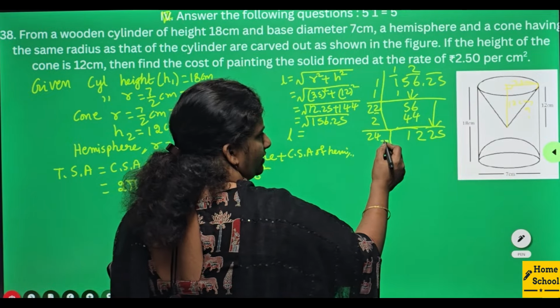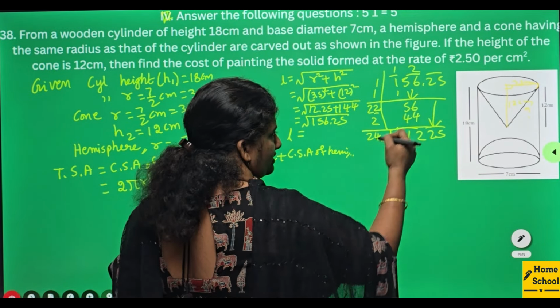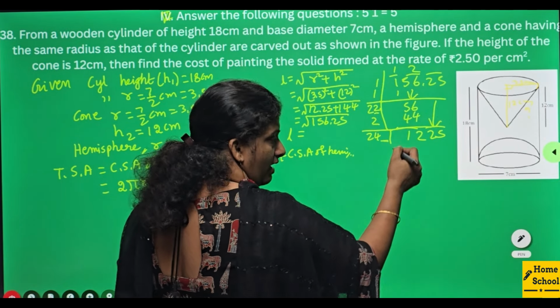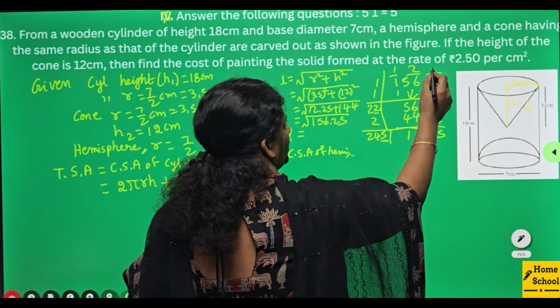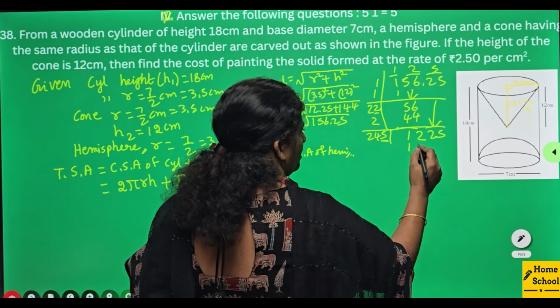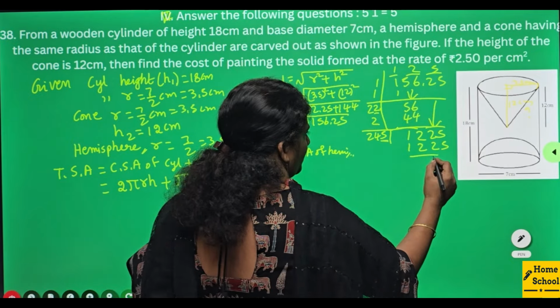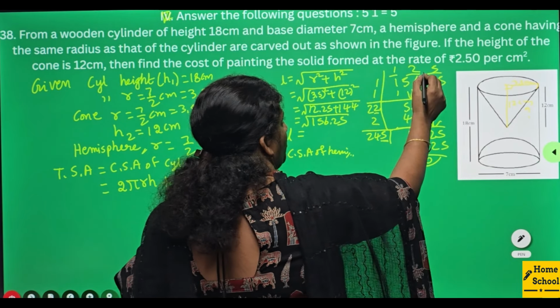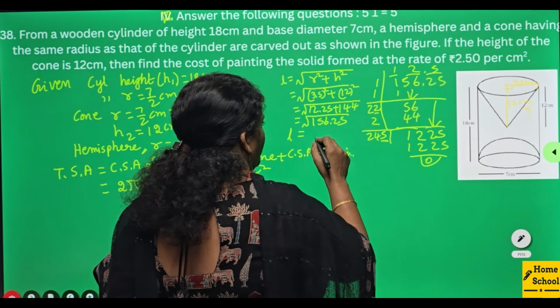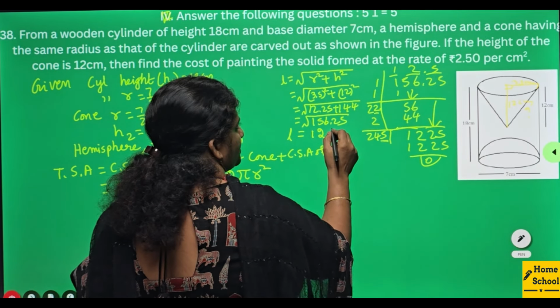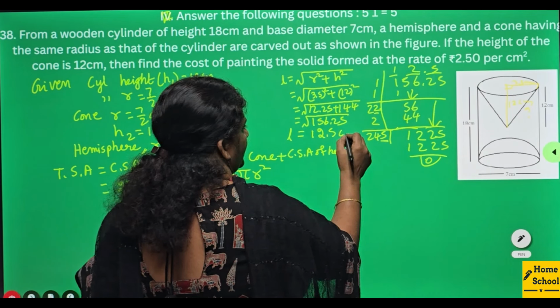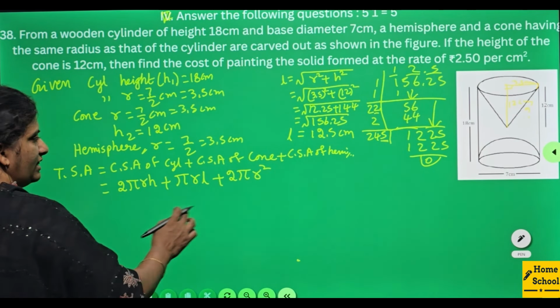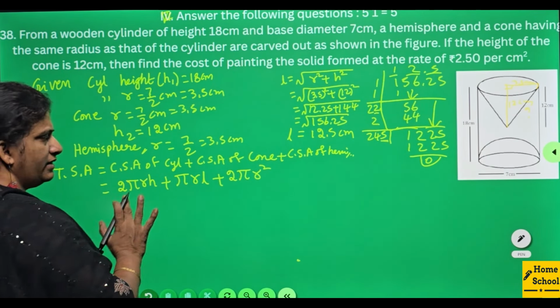Now see, with the third digit 241 ones are, 242 twos are, like this, but here 245 fives are, you are going to get 1225, right? This is your answer. So shift the decimal point up, that means slant height is 12.5 centimeters. Now in this formula, is there anything common?